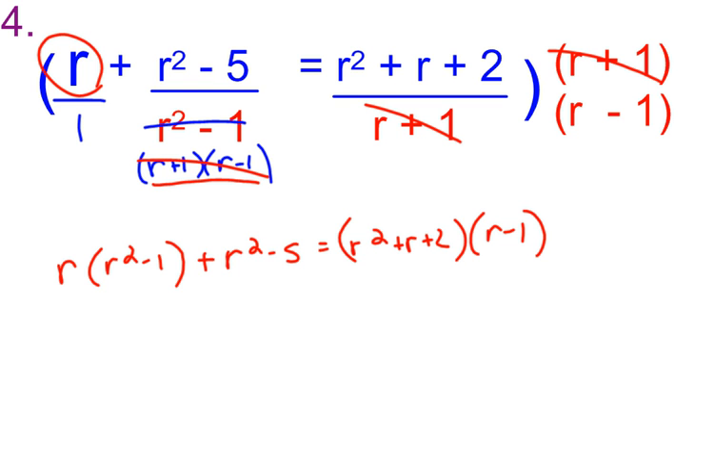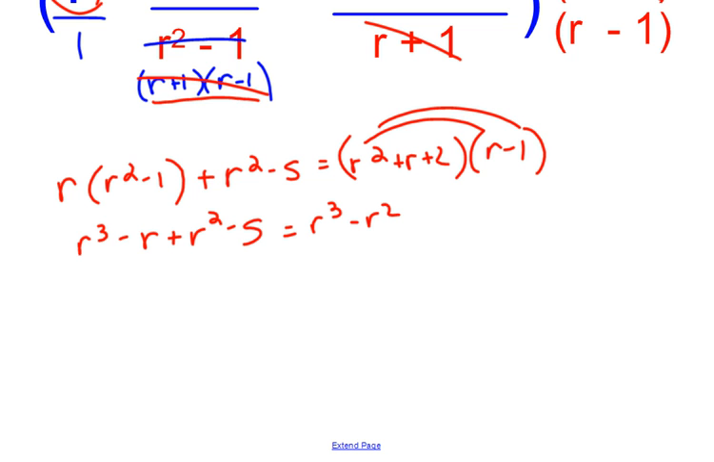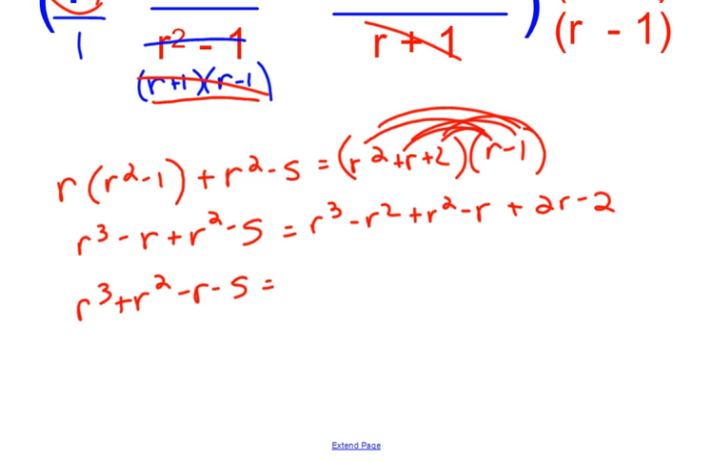So now, to reduce this equation, I have to go ahead and distribute my r. So I'd have r cubed minus r plus r squared minus 5 equals, and then I'm going to go ahead and distribute to both. So I'd have r cubed minus r squared, distribute to both, plus r squared minus r, distribute to both, plus 2r minus 2. So when I combine like terms on both sides, this one I'm just going to write in descending order. There's nothing to actually combine. Here I would have r cubed, and then my r squareds cancel, plus r minus 2.